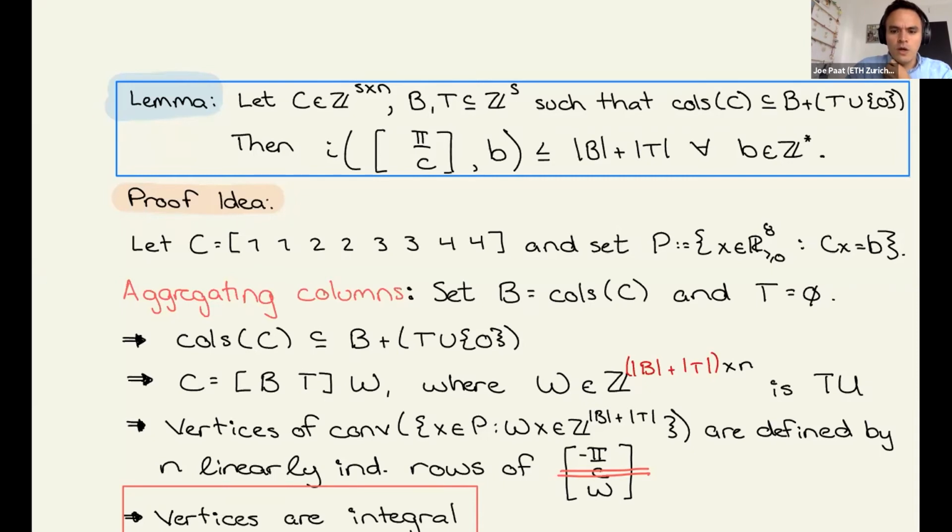Okay. So I went through this quickly, but the point is that the assumption that B and T cover the columns trickles down to let us find a matrix W that we can use in our mixed integer relaxation. And this happens to lead to integral vertices. And so the integer hull is the mixed integer hull as well.